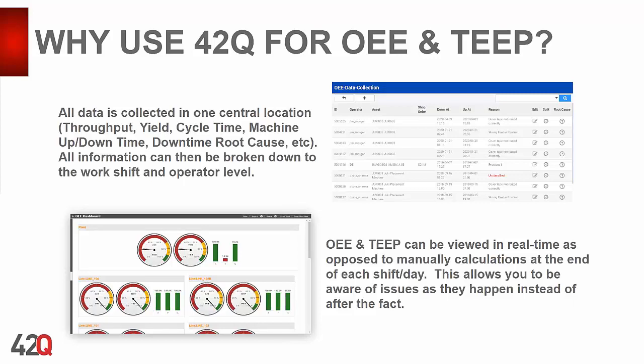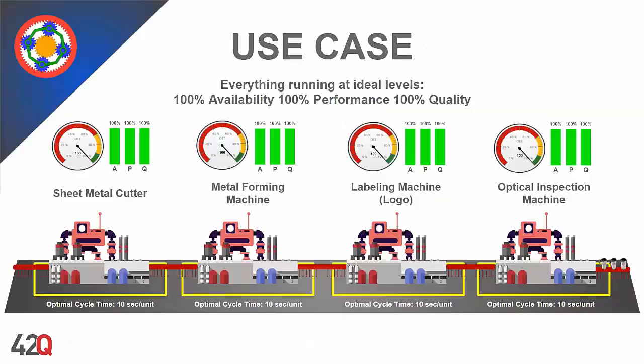So let's roll into a use case and see how OEE can be used. Let's say we've made a new product we're going to sell. We're going to sell a thermos. To make this thermos, there are 4 assets involved: a sheet metal cutter, a metal forming machine, a labeling machine for your company logo, and an optical inspection machine for testing the quality of the product coming out the end of the line.